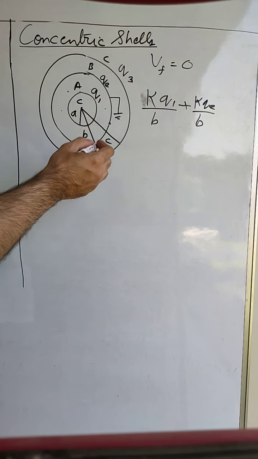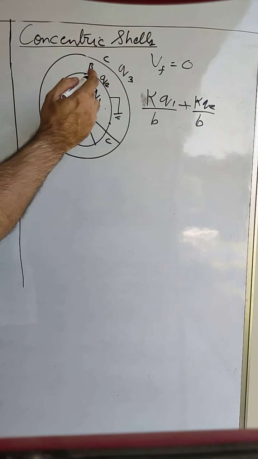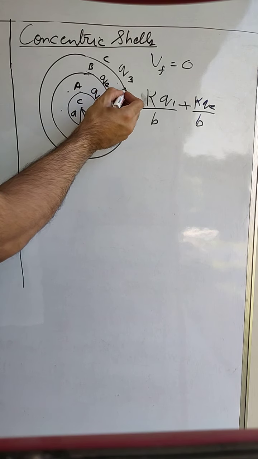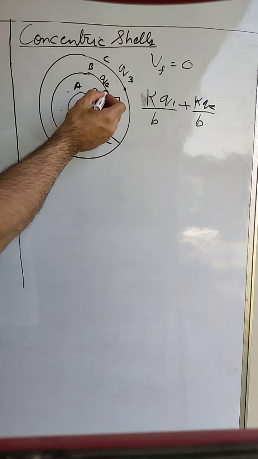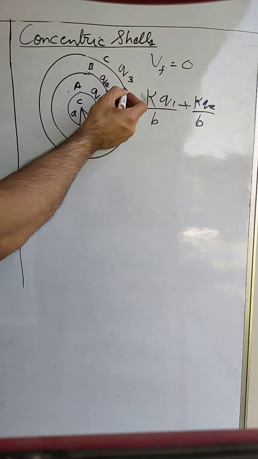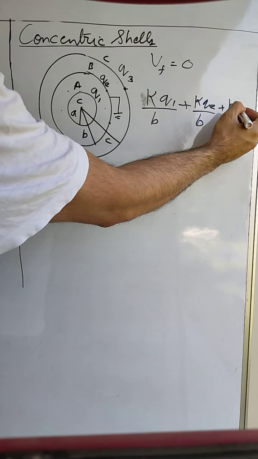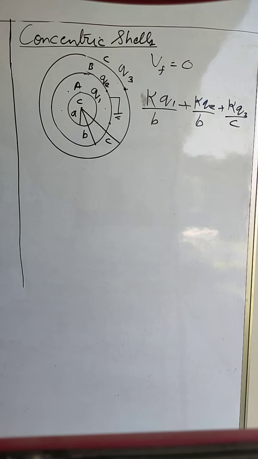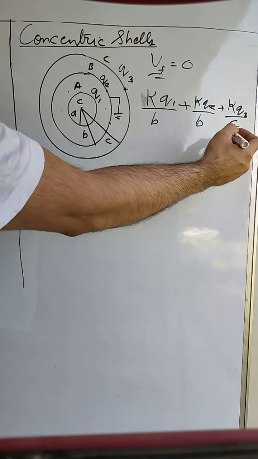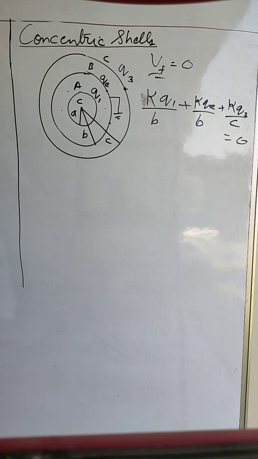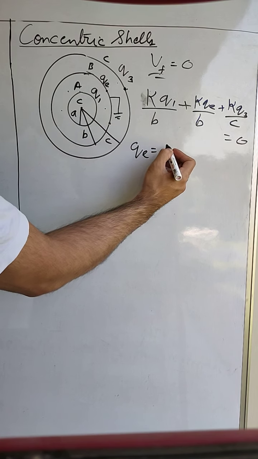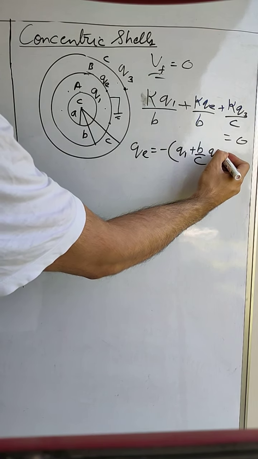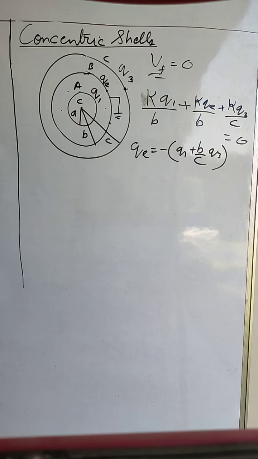Now third is the charge Q3. For this outermost shell, every point inside the shell is an equipotential. So whatever is the potential at this point, the same potential will exist at this point. So the potential here is equal to K Q3 divided by the radius of this shell, which is C. Now this is the equation, and by this condition this entire equation should be equal to 0. Now if we solve this, we can find the value of QE, which is equal to minus of Q1 plus, this will be the value of QE.